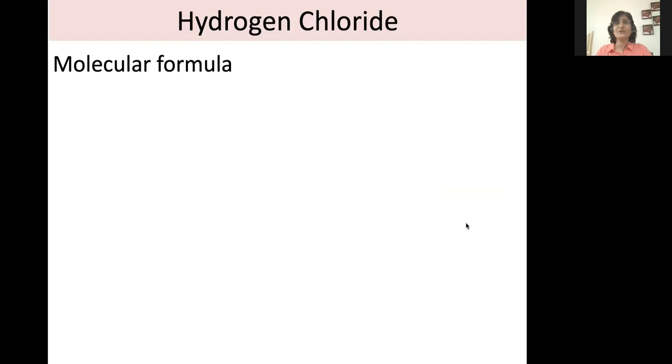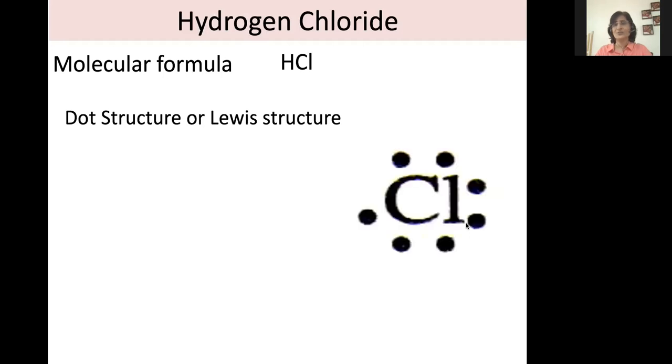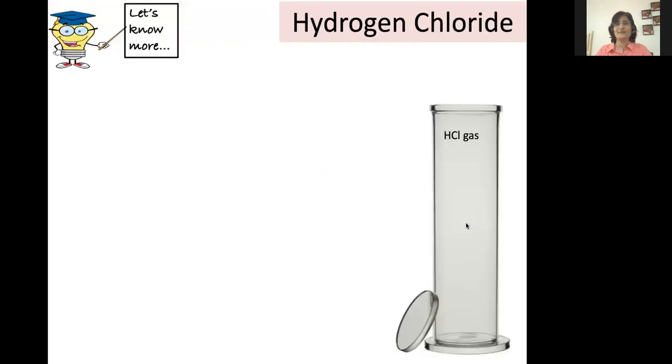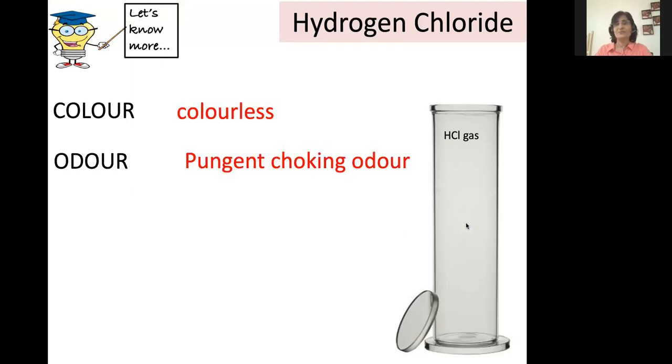So before that, we all know the molecular formula of hydrogen chloride is HCl, and the dot structure is this way, whereby the cross is the electron of hydrogen and the black circles are the electrons of chlorine. So let's know more about this gas. As you can see, it's colorless, its odor is pungent, not pleasing to your nose.